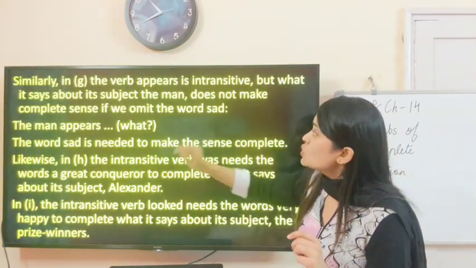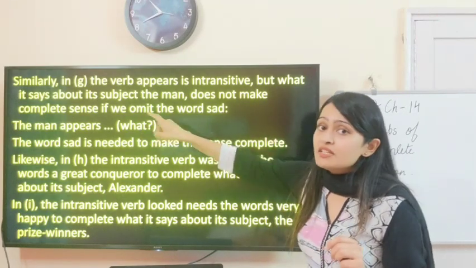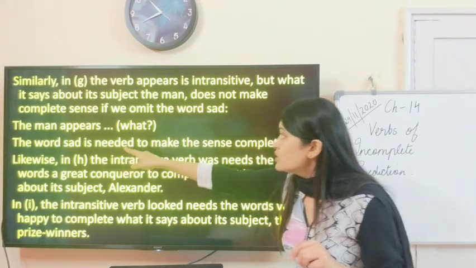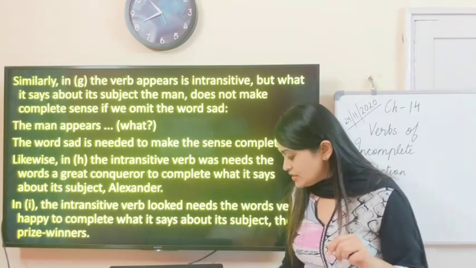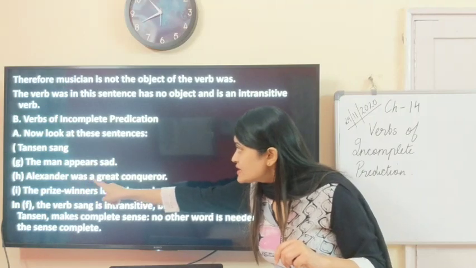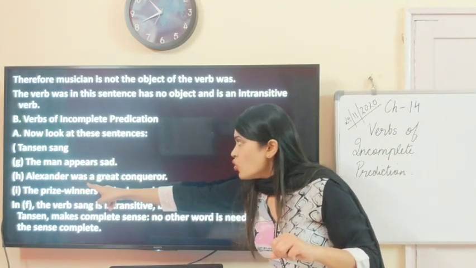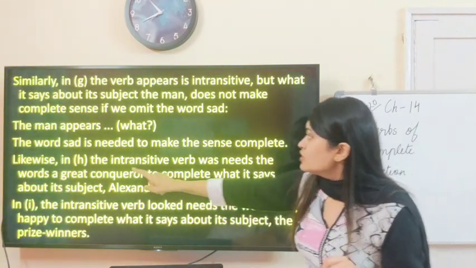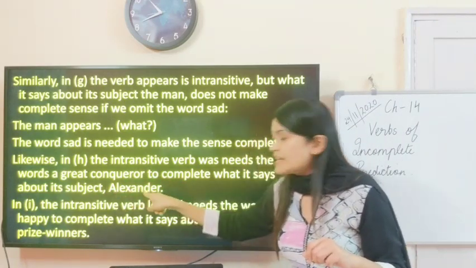Right, children? So, it does not make complete sense if we omit, which means remove, the word sad. So, the man appears what? The word sad is needed to make the complete sense. Likewise, in the next example, children, Alexander was a great conqueror. Alexander is the subject, was is the verb, and a great conqueror is required to complete what it says about the subject Alexander.